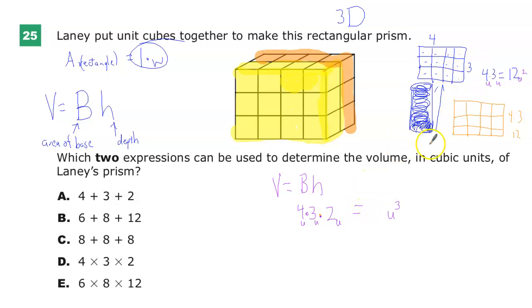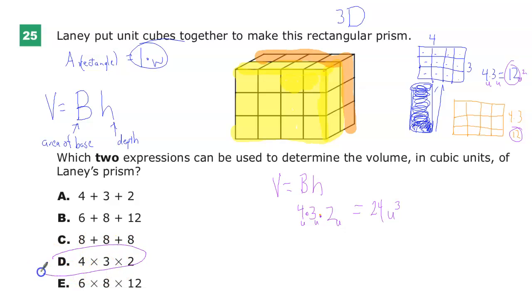You don't really need to know that for this. I'm just trying to push you ahead. What we can do is help ourselves later. 4 times 3 times 2 is 24, because 12 plus 12 is 24. So I'm looking for something that adds up to that amount. If it doesn't, you know it's not the right answer.